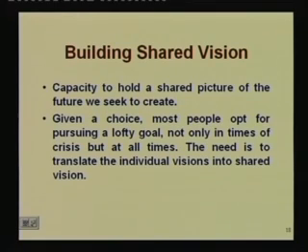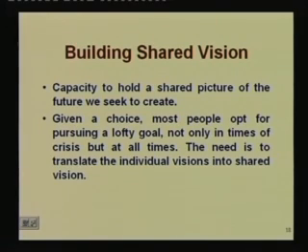That we are really calling mental models. Then these mental models and personal mastery must be shared, so that it's not that I have my vision and you have your vision, but we together build what is called shared vision. Shared vision is possible only when we have the capacity to hold a shared picture of the future we seek to create. Given a choice, most people opt for pursuing a lofty goal, not only in times of crisis but at all times. The need is to translate individual visions into shared visions.